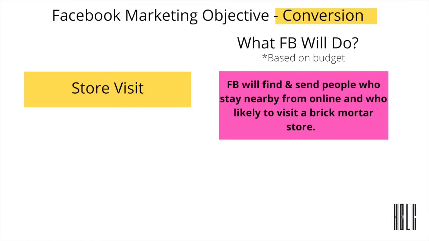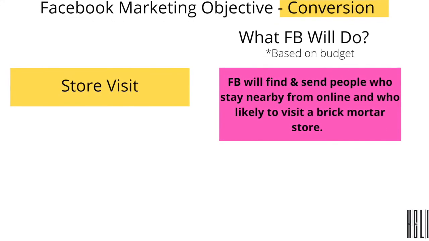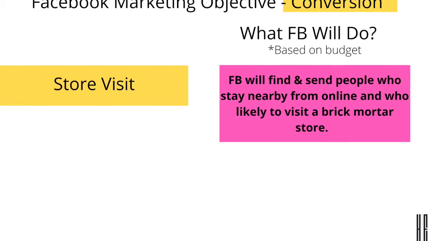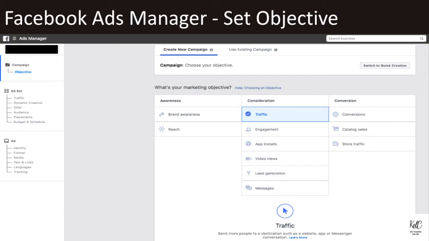And then the last one will be store traffic. Store traffic is to track the traffic from online to offline. Imagine you have branches or a physical store in certain locations, and you want to look for an audience online and bring them to offline. Then you must use the store traffic objective.